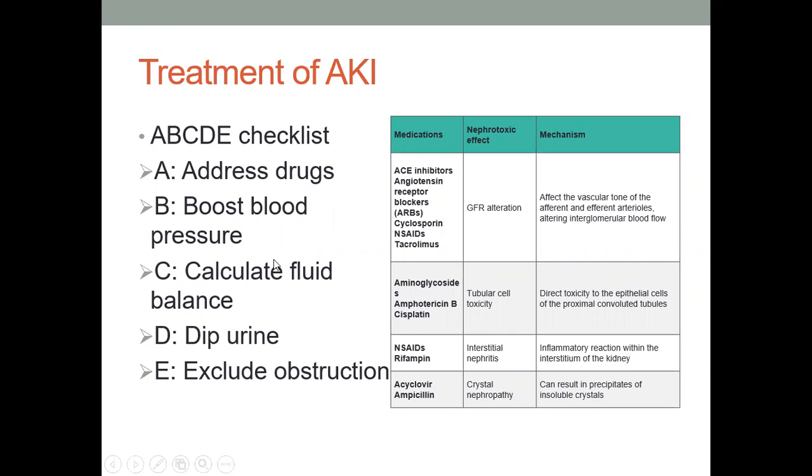So your B, you want to boost blood pressure as much as possible with fluid and inotropes and vasopressors as the need may be. You want to do your urine tests all the time, like I said, urinary sodium, all of you, and you want to exclude obstruction. So if you have a case of AKI, you want to go through the ABCD checklist. I hope this will be useful.